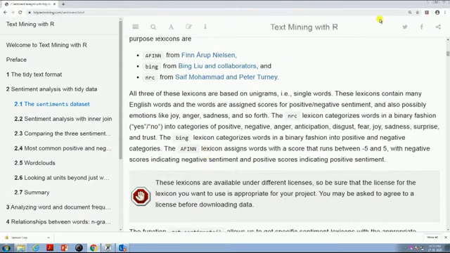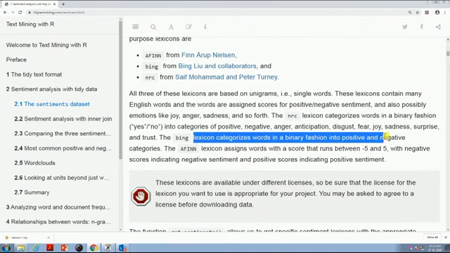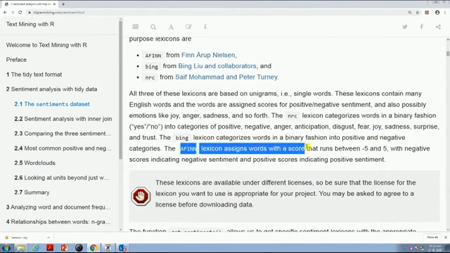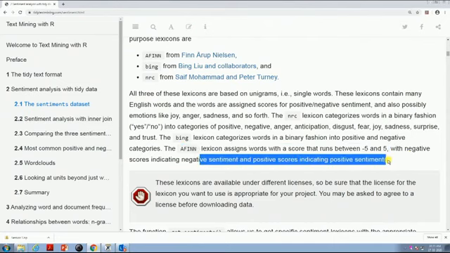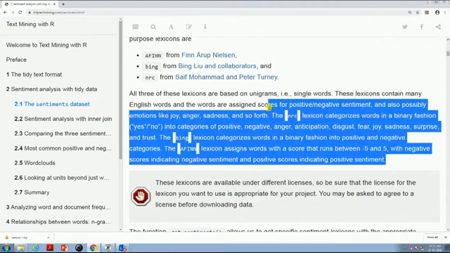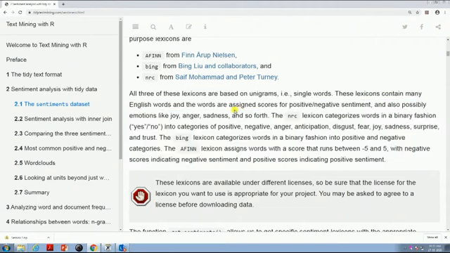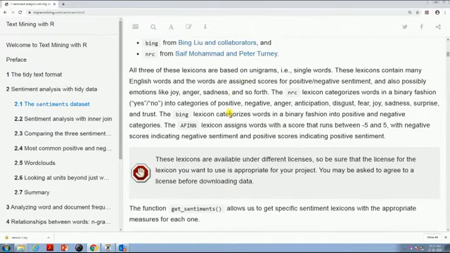And then if I focus on the rest of the part, I see that there is a Bing lexicon which categorizes in a binary fashion, only positive and negative, probably the least used lexicon. And then there is Afinn, which assigns words a score between -5 to +5, where negative scores indicate negative sentiment and positive scores indicate positive sentiment. So we can use any of these 3 libraries. My choices are generally Afinn or NRC. Afinn I use for sentiment mining, and NRC I use generally for emotion mining.